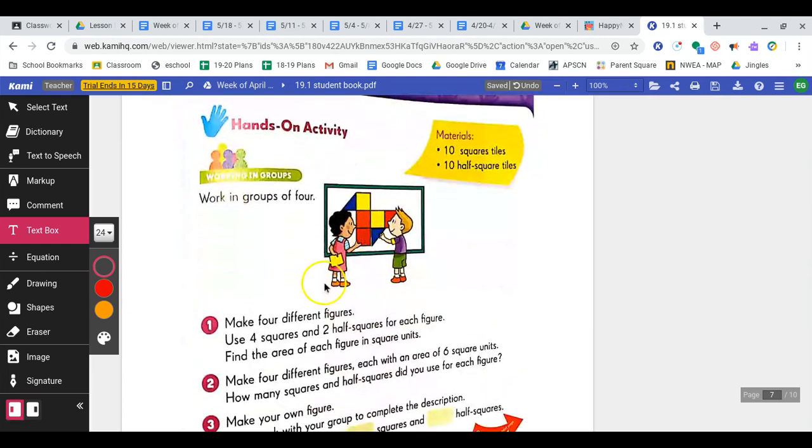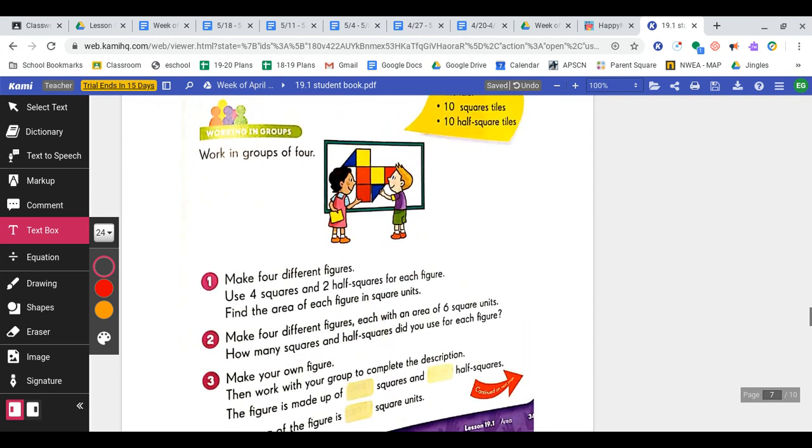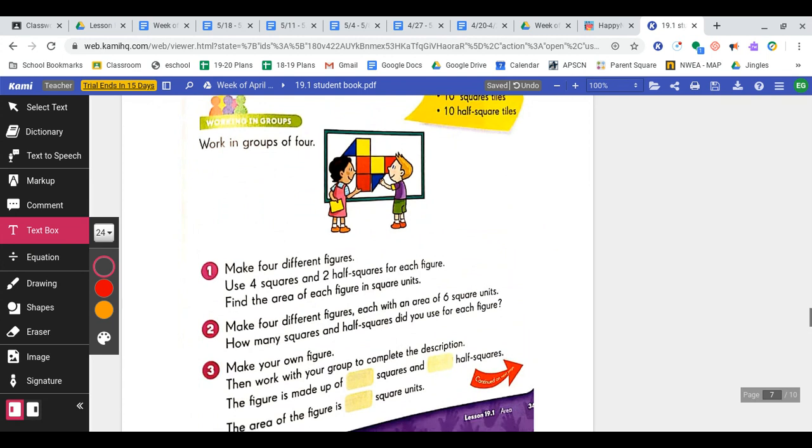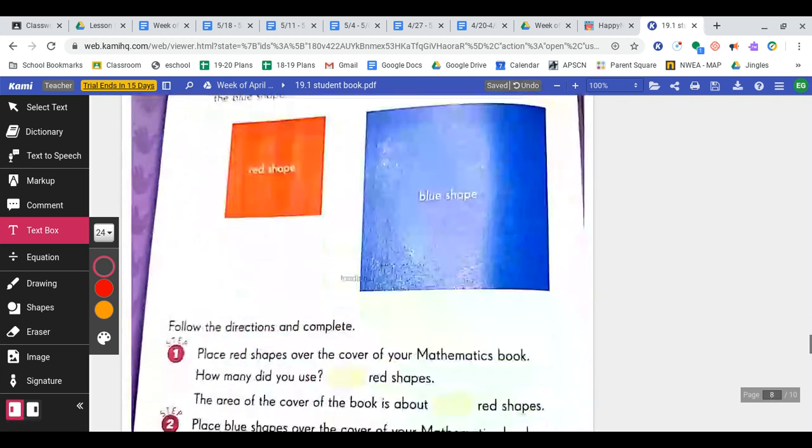Here's a hands-on activity that you can try on your own if you'd like to make 4 different figures. Use some squares and half squares for each figure, and you can use pieces of paper in little squares, or you might just be able to draw something like that, but we'll skip over it for now.